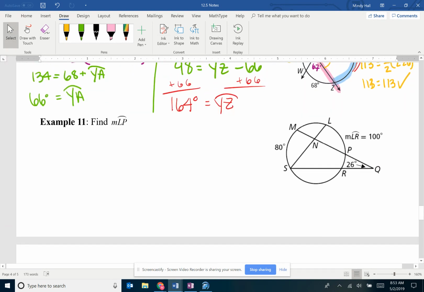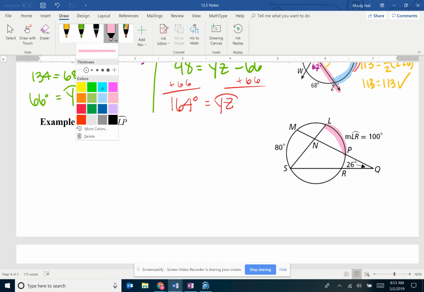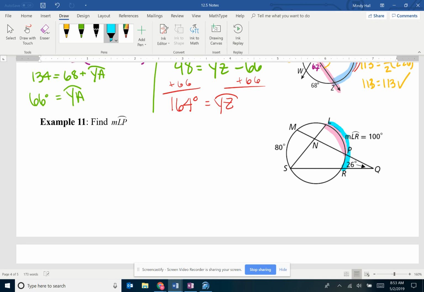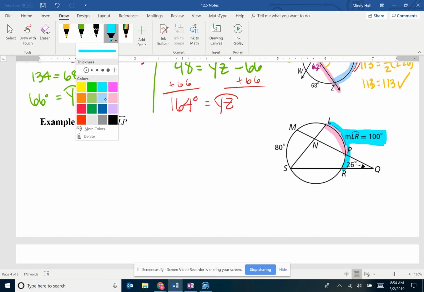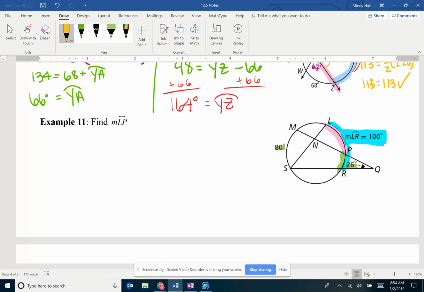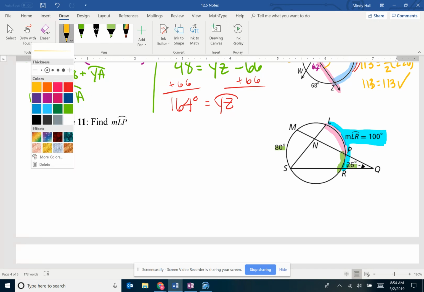So now if I want to find the measure of arc LP, LP is this one. And they tell us that LR is 100. So I'm just going to do a little blue. So LR is 100. Okay. So what I notice is that with these arcs, I can hopefully figure out what this arc is because I know the angle and the big arc. So if I can find that piece, then I can use the fact that the big arc is 100 to subtract the one I solved for.